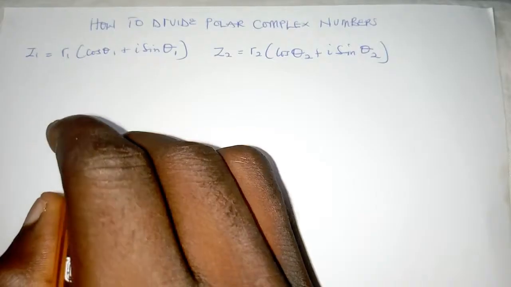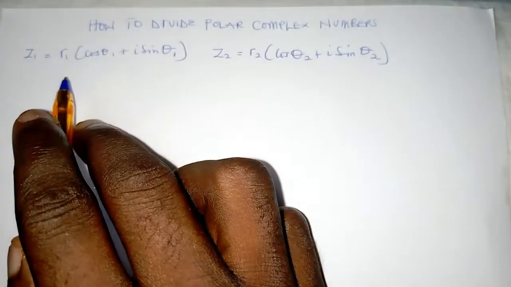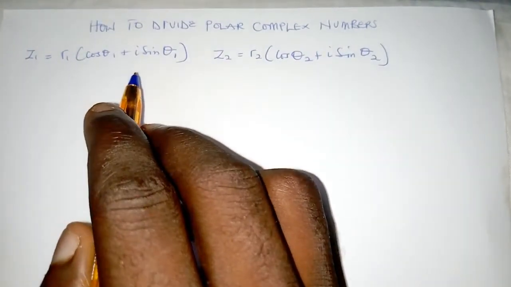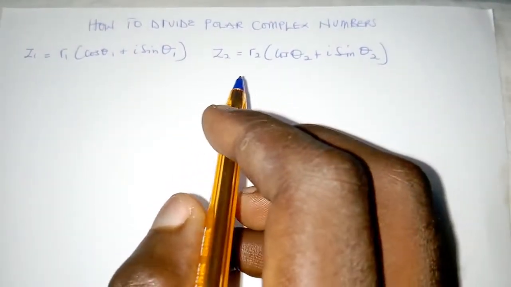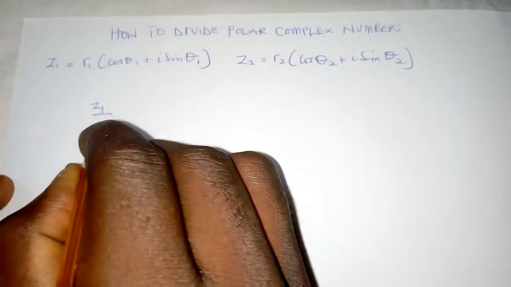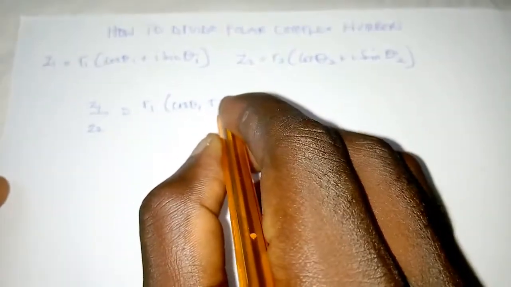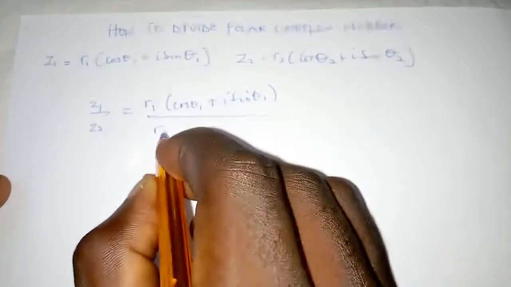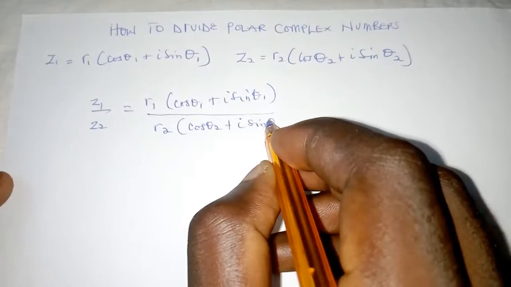Now let's consider these two complex numbers, with z1 equal to r1 multiplying cos theta 1 plus i sin theta 1, and z2 equal to r2 cos theta 2 plus i sin theta 2. Now z1 divided by z2 becomes r1 (cos of theta 1 plus i sine of theta 1) divided by r2 (cos of theta 2 plus i sine of theta 2).